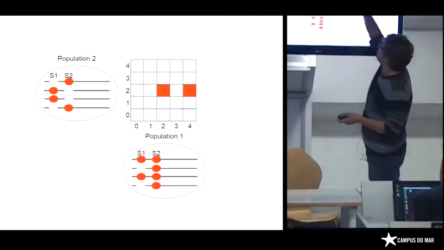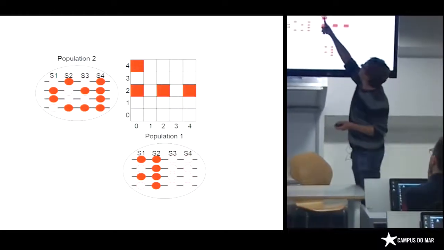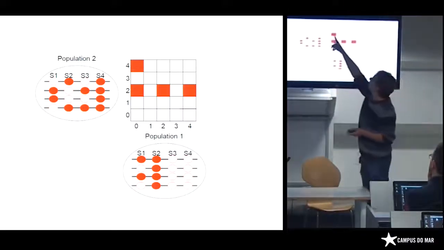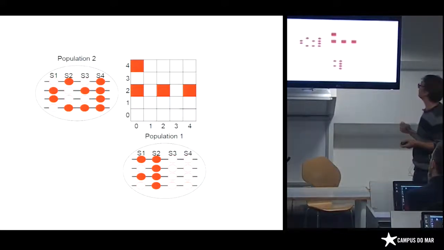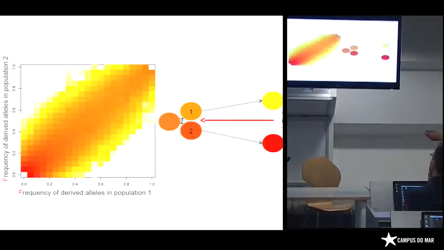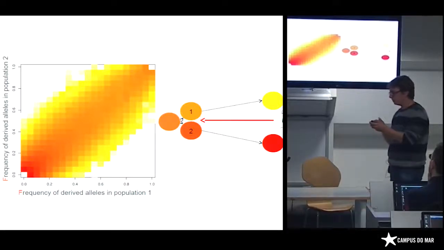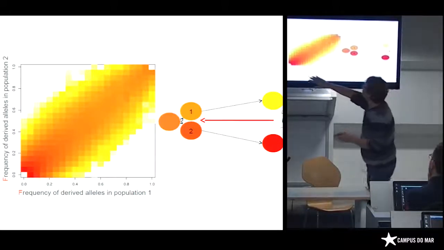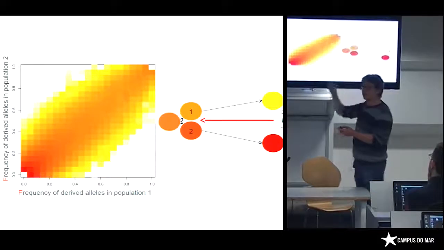This one is in this cell, and you have fixed differences in the corner here or here, depending on where the derived allele is fixed. Okay. So this is a representation of the joint SFS just after the split between the two populations. So you see that many SNPs have the same frequency in the two populations, so they are on the diagonal of the joint SFS.